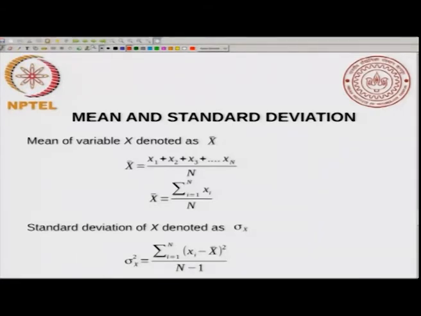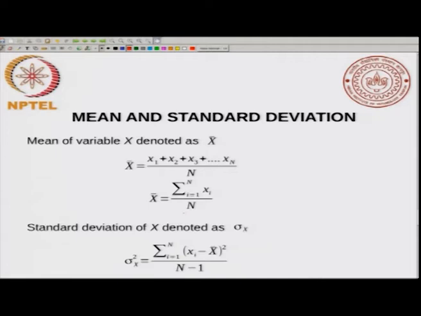In such cases we can define things like mean and standard deviation. The mean of variable x is denoted as x bar, and it is given by the sum of the values divided by the total number of measurements. So, n is the number of measurements, and the mean is defined as x1 plus x2 plus x3 up to xn, divided by n. You can write that in short notation as the sum over i equal to 1 to n of xi, divided by n.